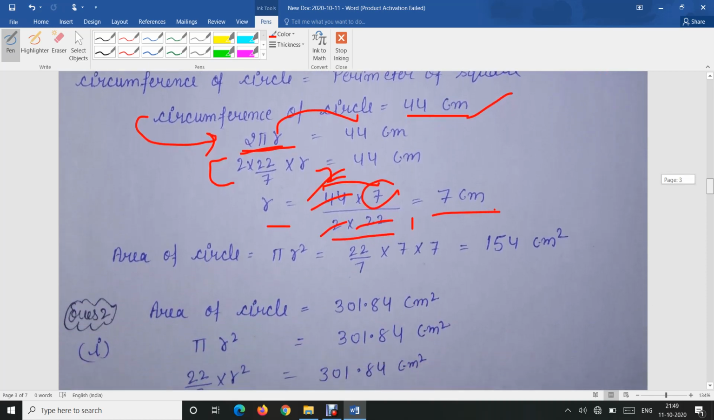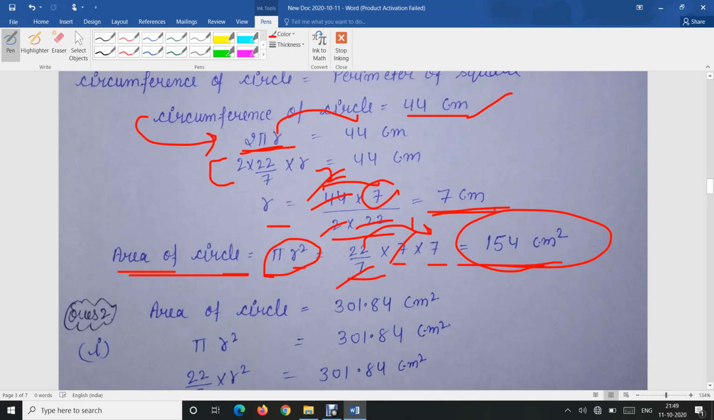Now if you have the radius of circle, then obviously you can easily find out the area of circle by applying the formula, which is pi r square. So area of circle is equal to pi r square. Value of pi is always 22 upon 7 and r is 7 centimeter, which we have found. So 22 upon 7 multiplied by 7 multiplied by 7, 7 cancelled with 7. Now 22 multiplied by 7 is 154. That means area of circle is equal to 154 centimeter square. Hope you understand this question. Now let us move towards the next question.